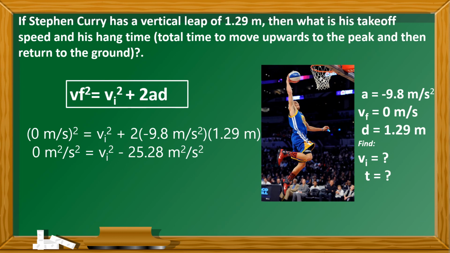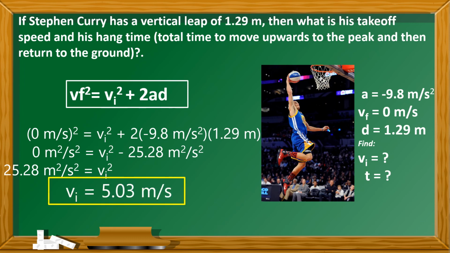So 2 times negative 9.8 meters per second squared times 1.29 meters will get an answer of 25.28 meters squared over second squared. Simplifying the equation, 25.28 meters squared over second squared is equal to initial velocity squared. To get rid of the square units, we have to get the square root of both sides. Doing that, the initial velocity would be 5.03 meters per second. Now we already have the initial velocity. Now let's solve for time.